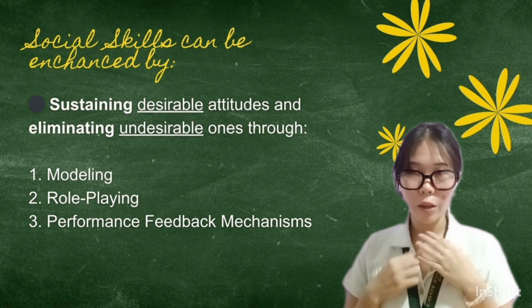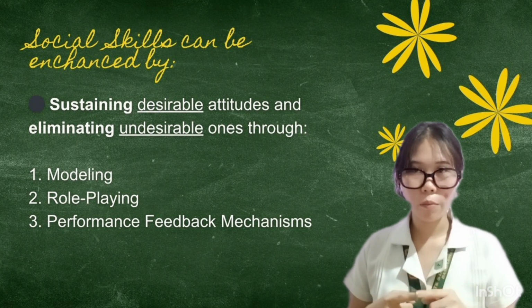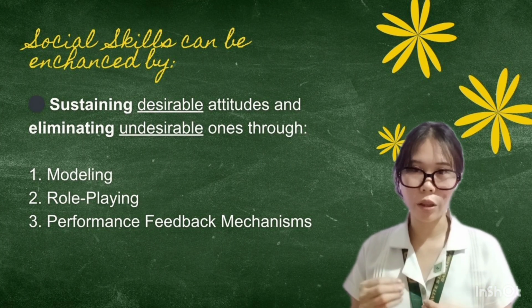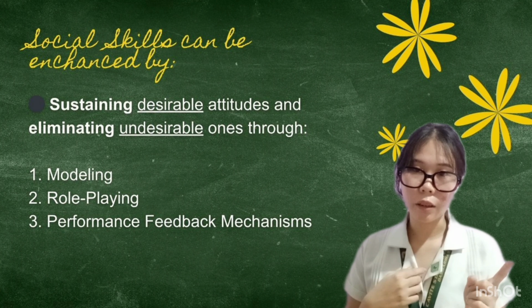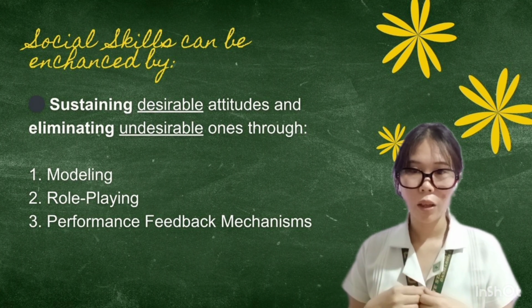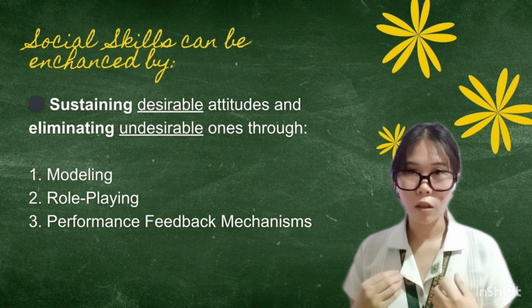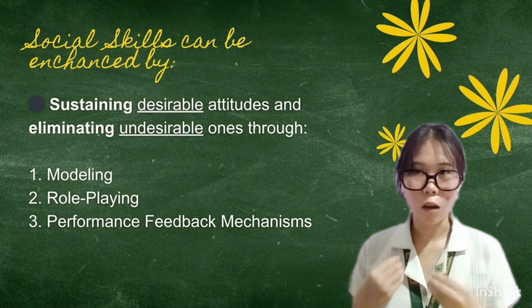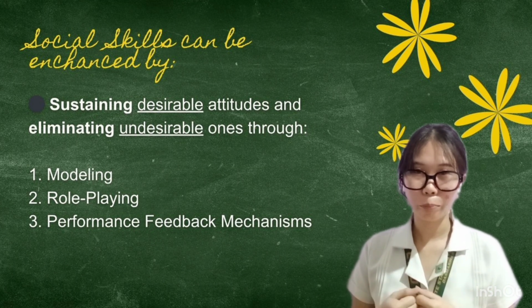So, the very first one is modeling. Modeling involves observing and imitating people who have demonstrated strong social skills, like by watching content creators or someone you know who successfully interact. Because through observation, you can learn what to do and how to behave in similar situations.